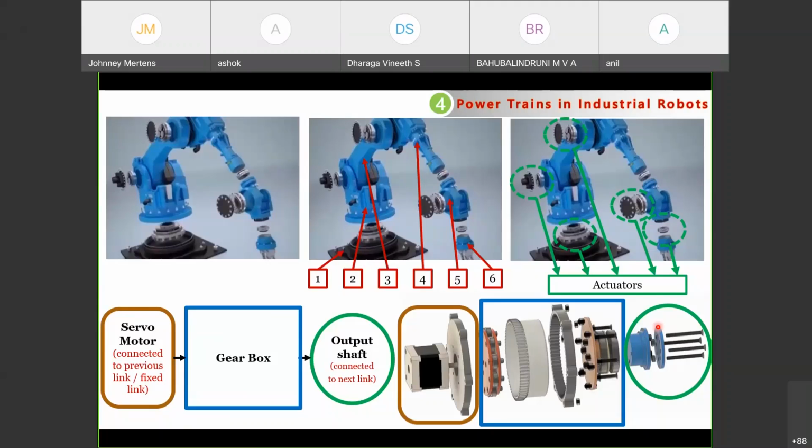So all these things, servo motor, gearbox and output shaft, all three will be called actuators. These actuators play a major role in obtaining precise motion in robotics applications.